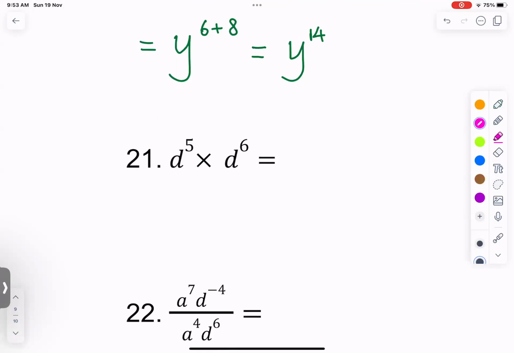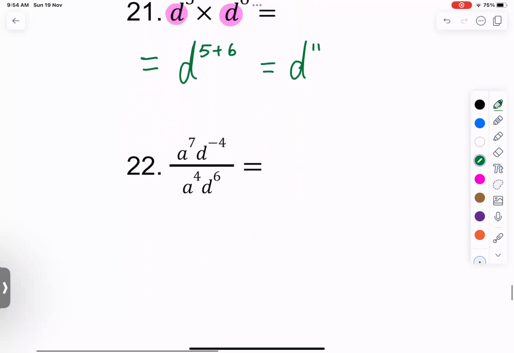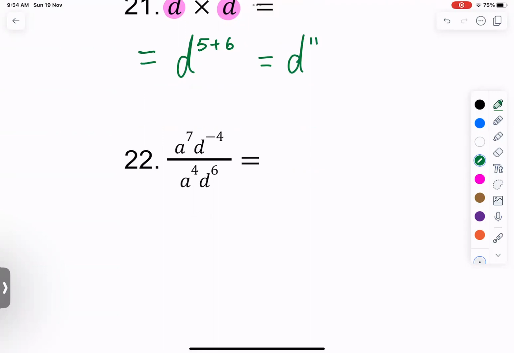Next one as well. The way we say bases are same, they both have the same D. And then they have different powers. You add them up, and you get 5 plus 6, 11. Next one is very hard, right? Miss, are you kidding us? Yes. So, first of all, is there any bracket? Okay. Is there any number? Okay, none.